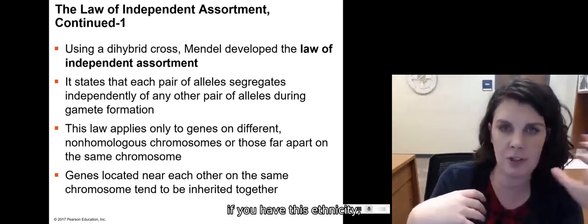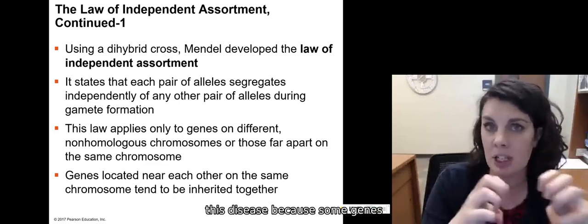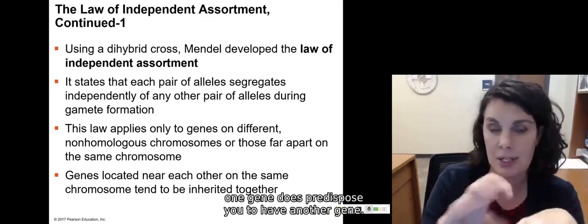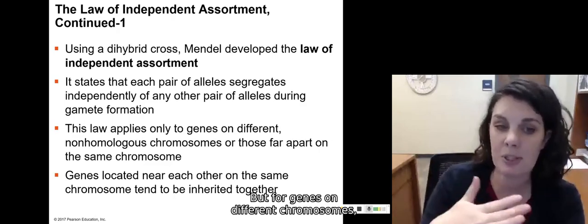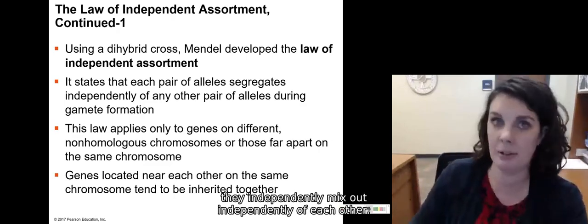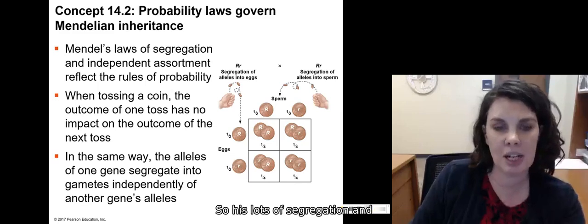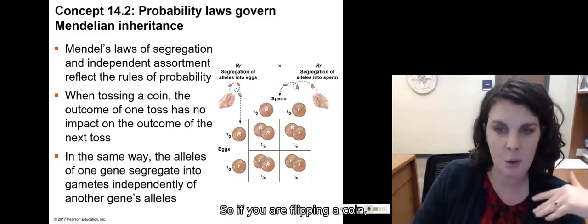Or if you have this ethnicity, you are more likely to have this disease. Because some genes are going to be close together. So sometimes having one gene does predispose you to have another gene, but genes on different chromosomes mix independently of each other. So Mendel's laws of segregation and independent assortment are based on the rules of probability.